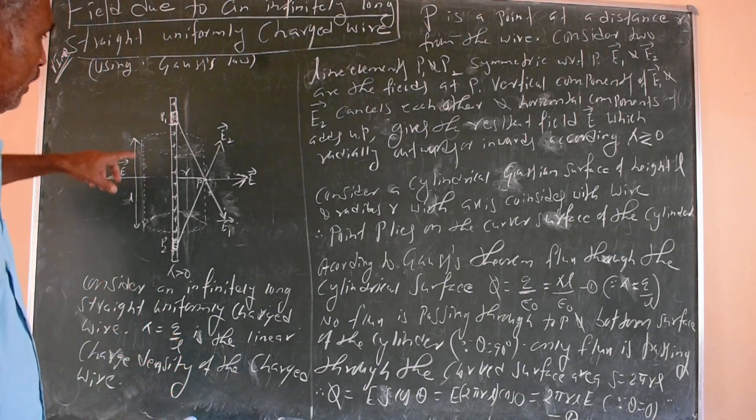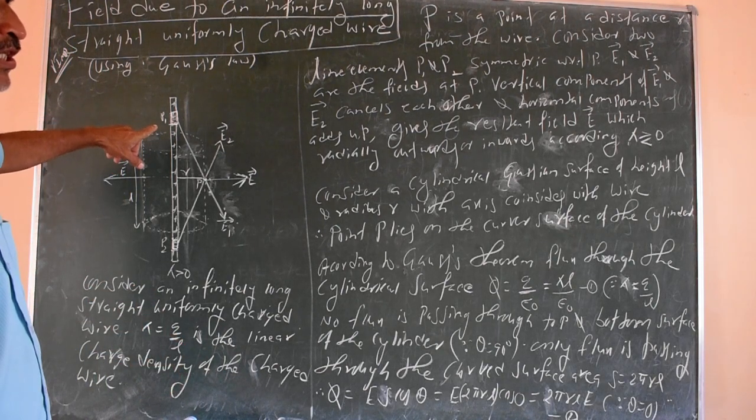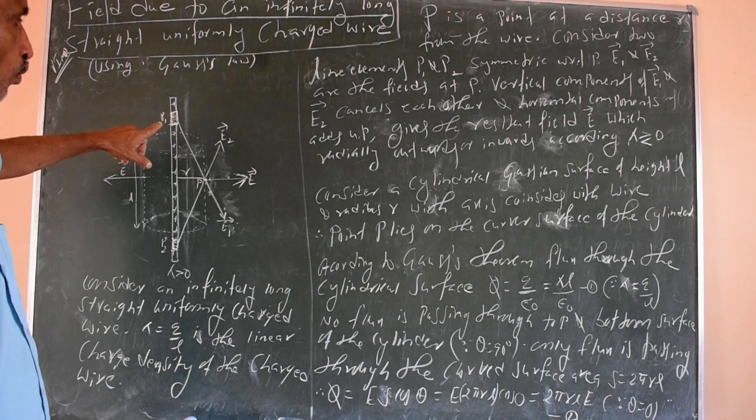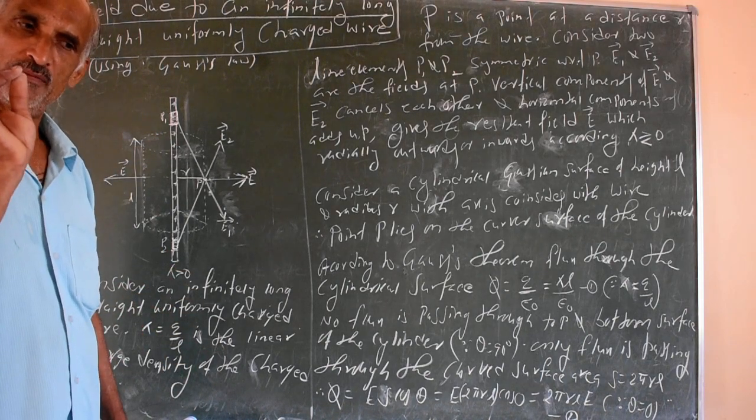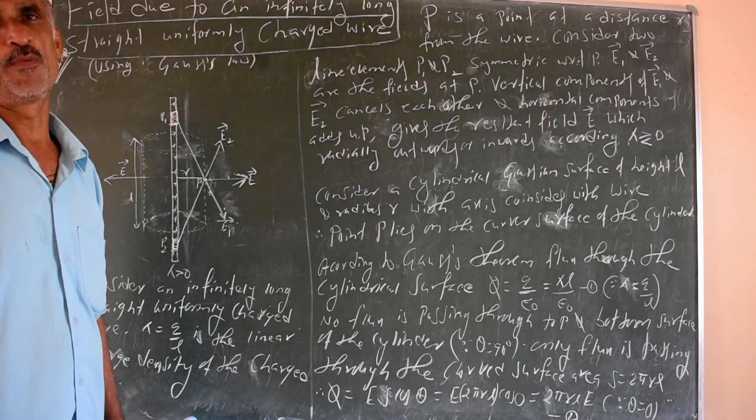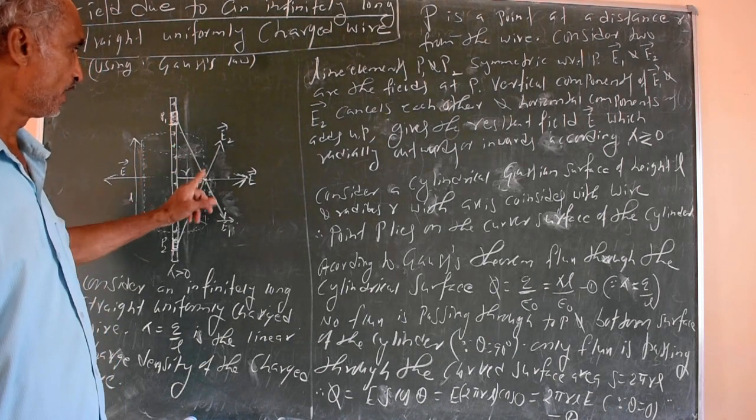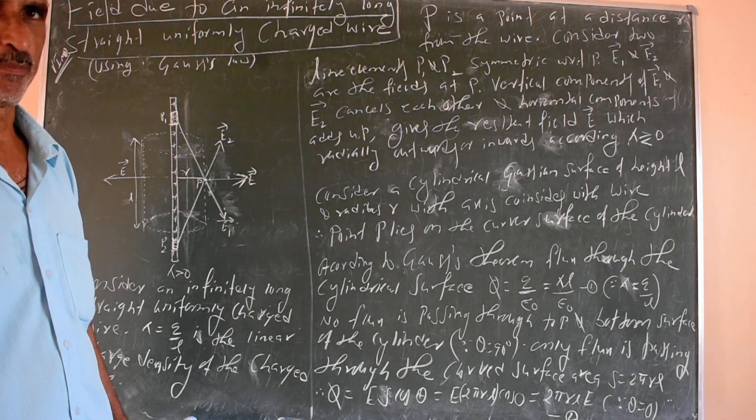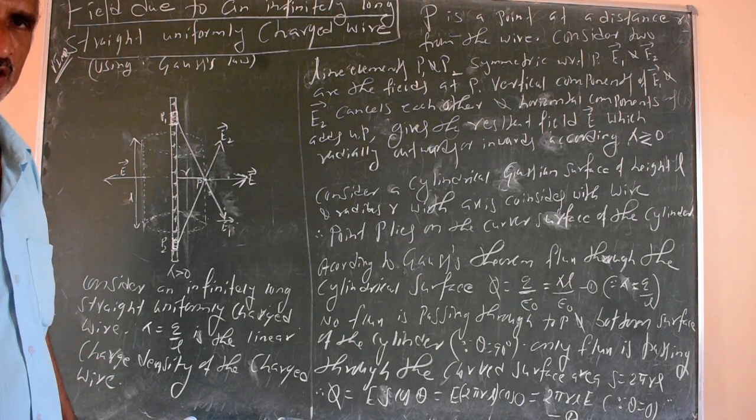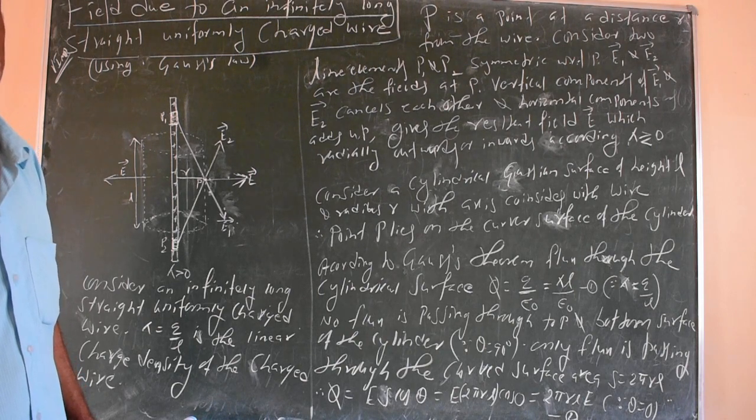Okay. That uniformly charged symmetric body, we can work out the field at a point. There will be a field around a charged body. We can work out the field at a point using the Gauss theorem for a body which is symmetric in nature and which is charged uniformly.